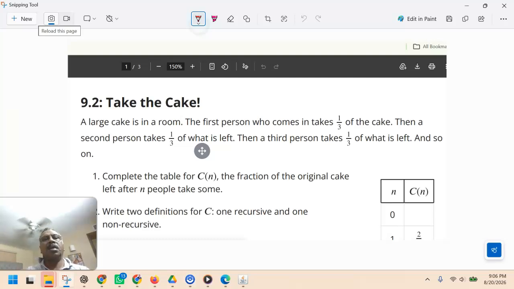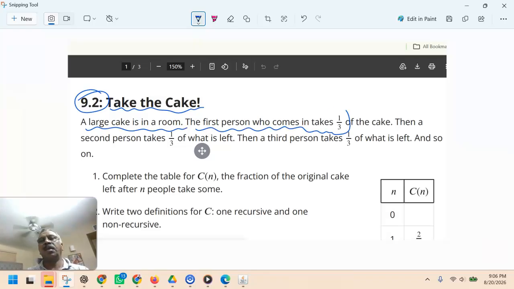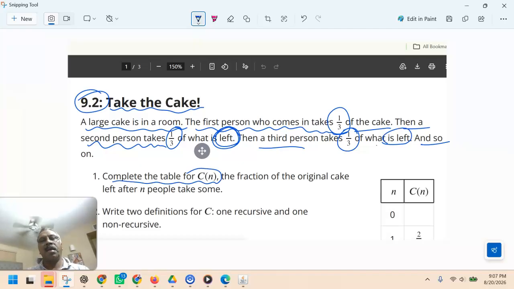So question number, task activity 9.2. A large cake is in a room. The first person who comes takes one third of the cake. Then the second one takes one third of whatever is left over. The third student goes and takes one third of whatever is left. If you continue likewise, can you create, let's see, n, complete the table.